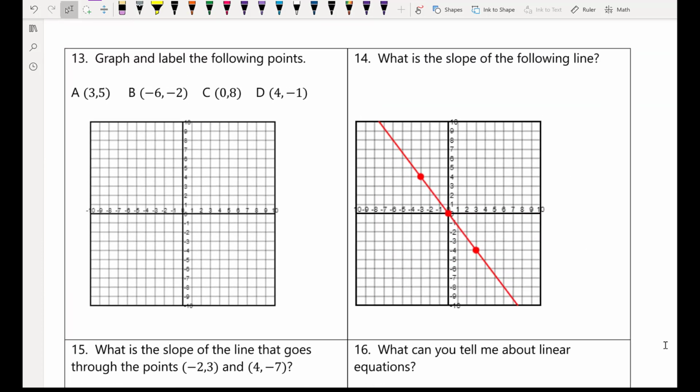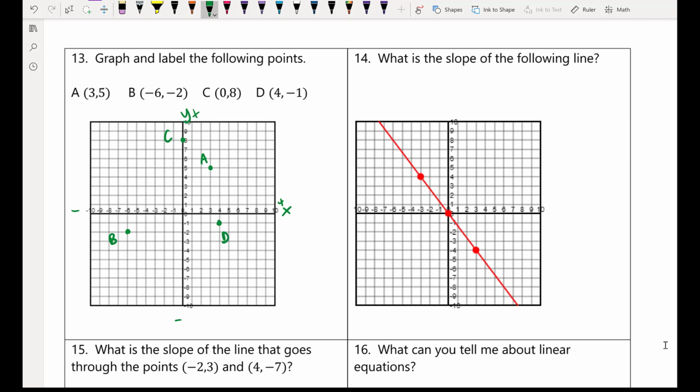Okay, now to graphing. So graph and label the following points. We've got 4 different points to label here. So 3, 5 would be A. Remember that it's x comma y, so you go left or right first, up or down second, right, so this is x, this is y, right is positive, which I guess is labeled here, and up is positive, and then left is negative, and down is negative. So 3, 5, negative 6, negative 2 is B, 0, 8, so don't go left or right, just go up 8 for C, 4, negative 1, is here for D.